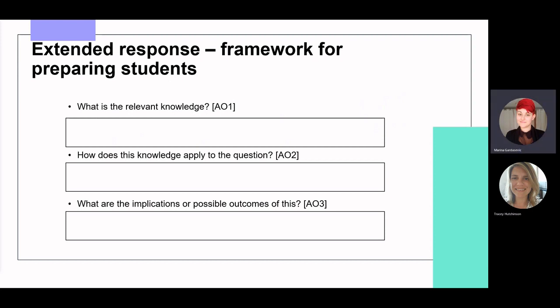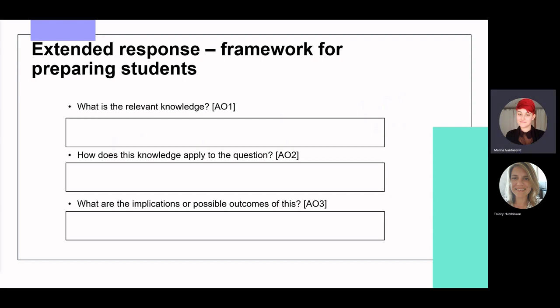What we can do here to help prepare our students, and to also help break that down so we can track individual areas where our students are maybe strongest or weaker on, is creating a framework for these extended response questions. So the framework really breaking it down into AO1, AO2 and AO3. So what is the relevant knowledge? In this case, that would be disinfection, sterilization. How does this knowledge apply to the question?